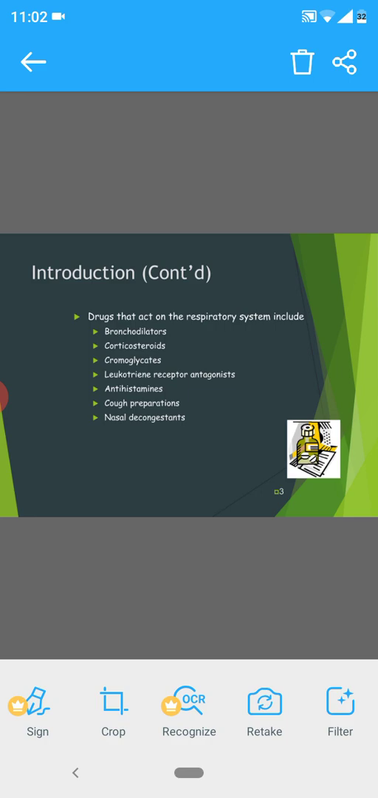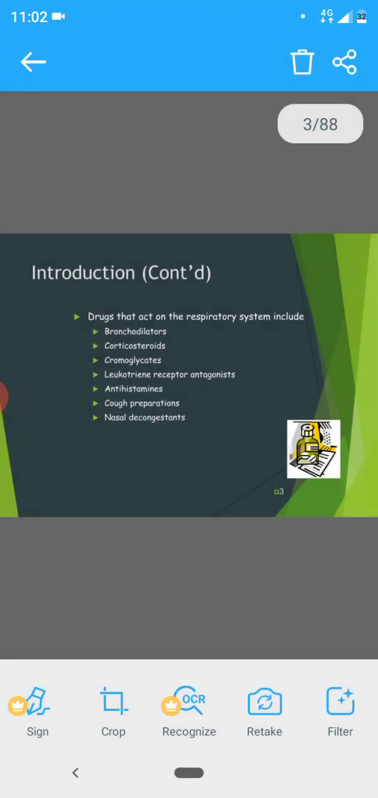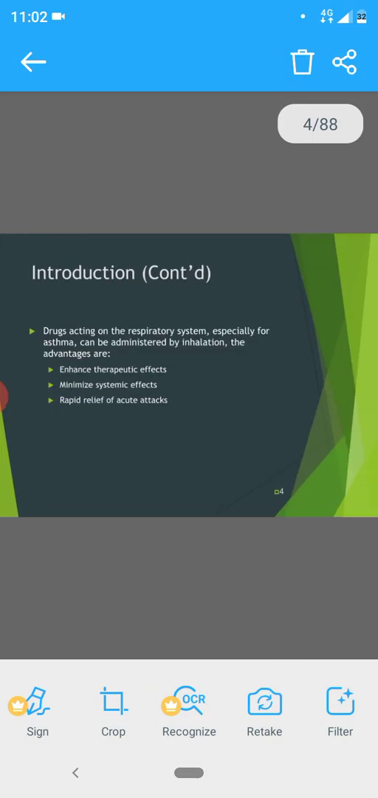Before that, one should know some basic things about respiratory drug administration. First we will complete those basics of drug administration and then gradually proceed. Drugs acting on the respiratory system, especially for asthma and COPD, affect the lungs, so we have to manage them as early as possible. Systemic drugs will not work very effectively and will not show the desired result very fast. That is why we give drugs in the form of inhalation.